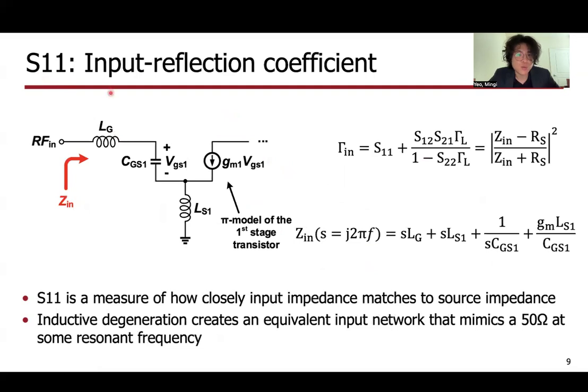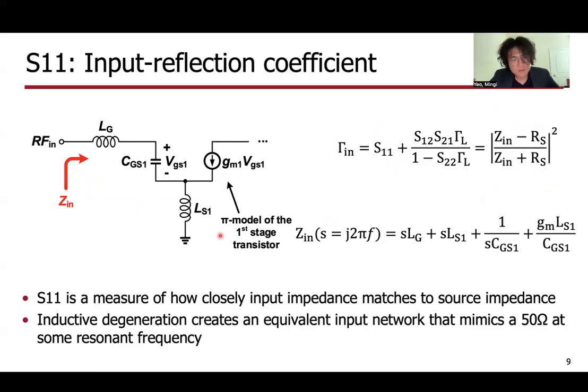Starting off with S11, I've given the input reflection coefficient equation up top, gamma in. Gamma in is equal to S11 plus a second term, under the condition that the load is perfectly matched, so when gamma L is 0, the second term goes away, such that any reflection at the input is solely due to the impedance mismatch that we have at the input. And this last term tells us that S11 is best optimized when Zin, the input impedance of the network, is matched to Rs, and Rs is typically 50 ohms.